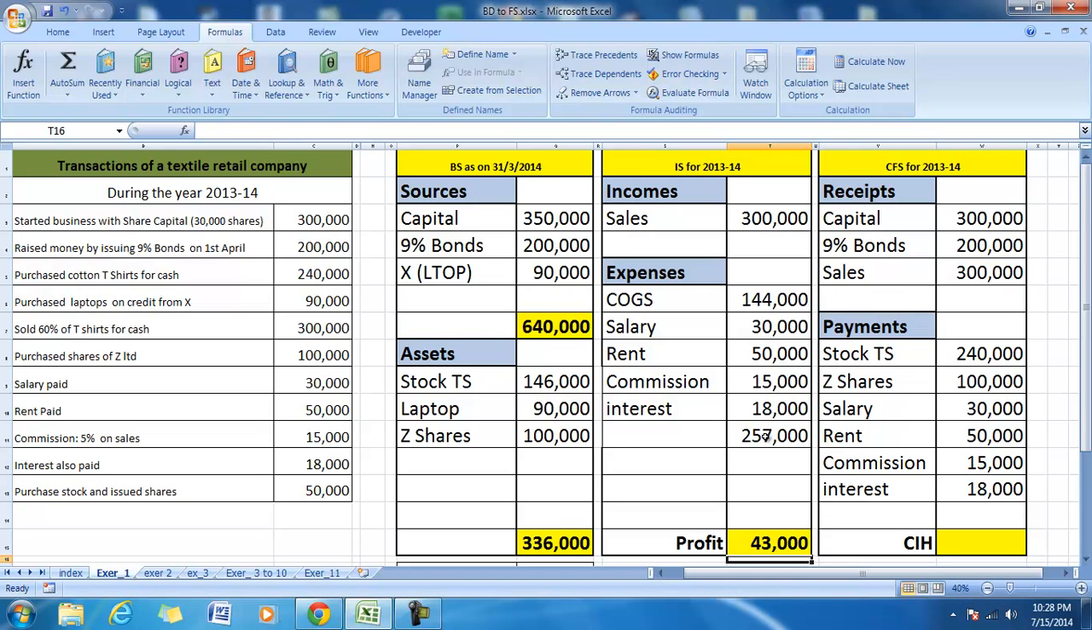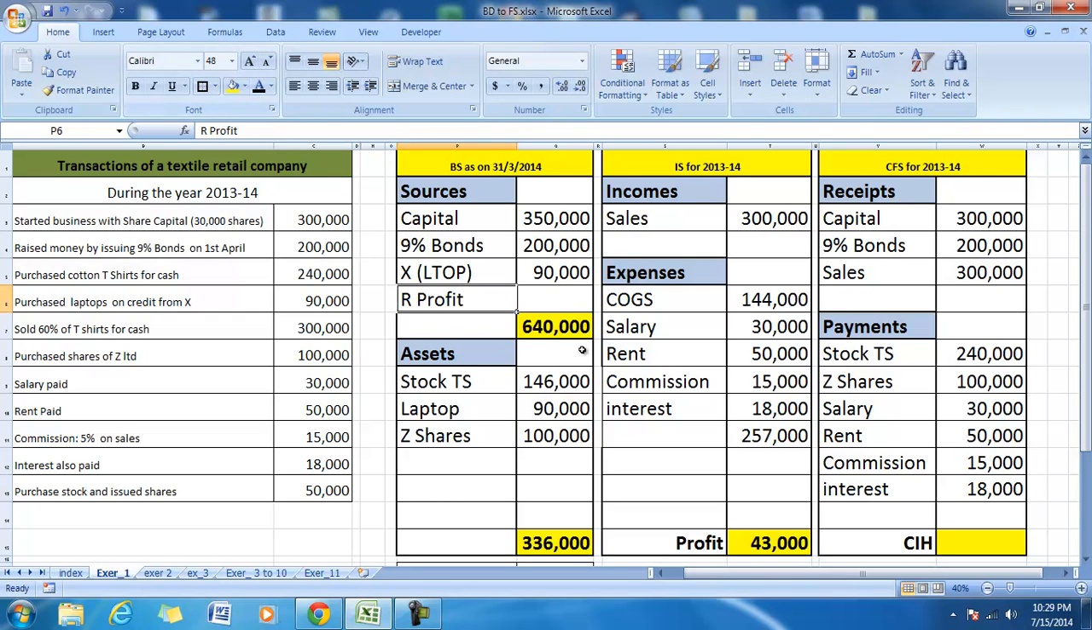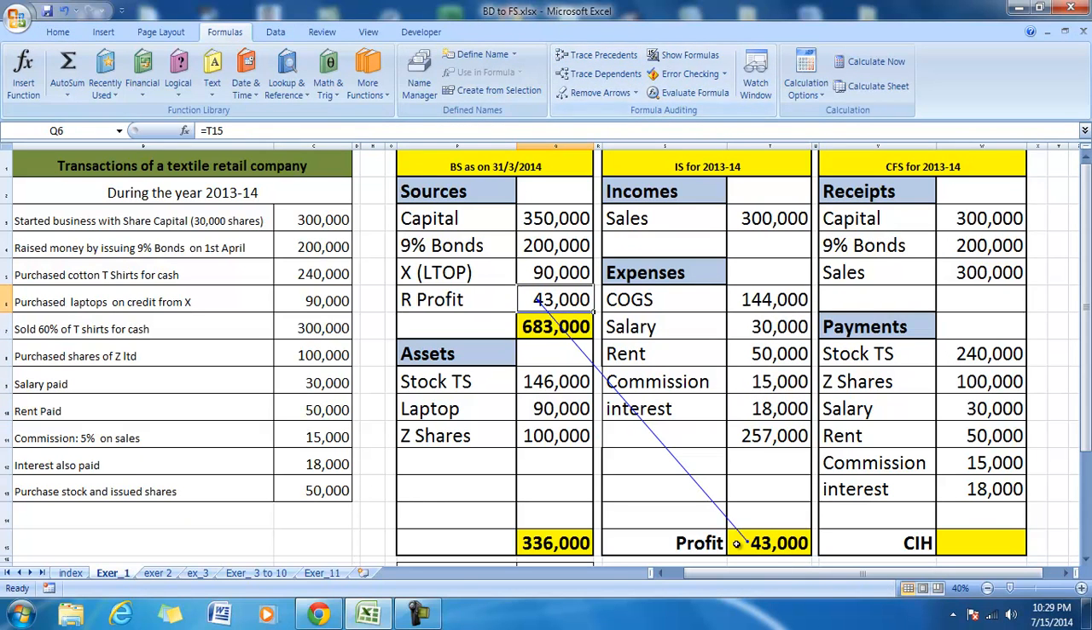And whenever there is a profit, the management has to take a decision what to do with this profit. The option available is to distribute or retain. Let us assume for the time being that we are retaining the profit, so entire profit becomes a source. Profit is excess of income over the expenses, and this profit can be retained or distributed, and in this case we are not distributing but retaining the entire profit for the period. So retained profit is a source.